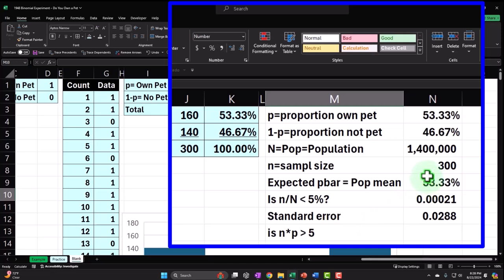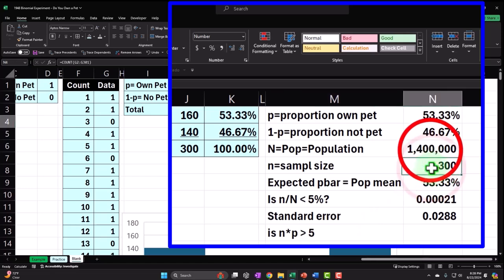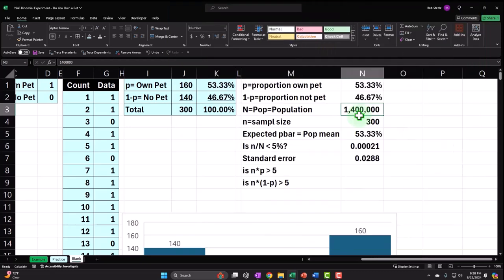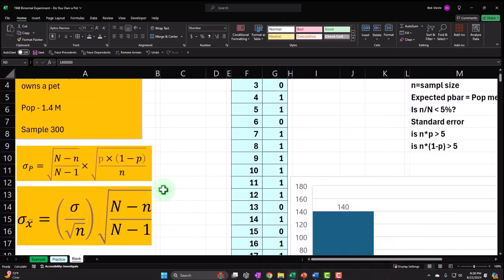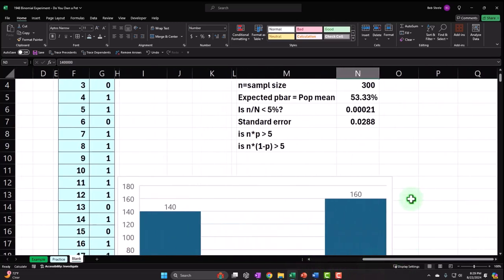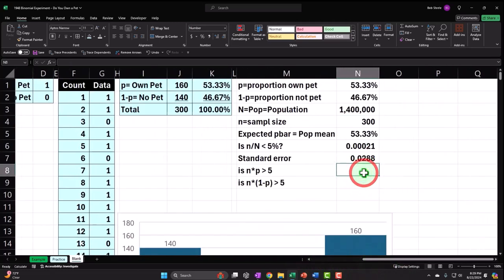So if this is true, then we should be okay to approximate this with a bell-shaped curve, imagining that if we took all possible samples of 300 out of the 1,400,000 and so on, the average of all those would tend towards a bell-shaped curve, which we're approximating with this calculation for the standard deviation of p bar, which we can use to create our bell-shaped curve from. So let's do that calculation.